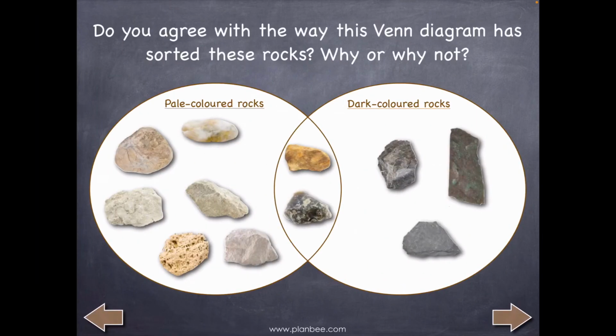Here it is finished for you. Do you agree that this Venn diagram has sorted the rocks? On the left, can you see mostly pale? On the right, can you see mostly dark? And in the middle, do we have rocks that are both pale and a little bit dark too? Pause the video and think if you agree if this is done correctly.